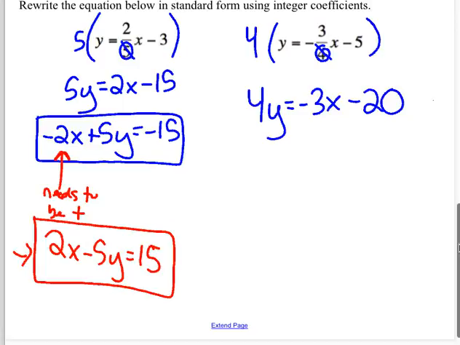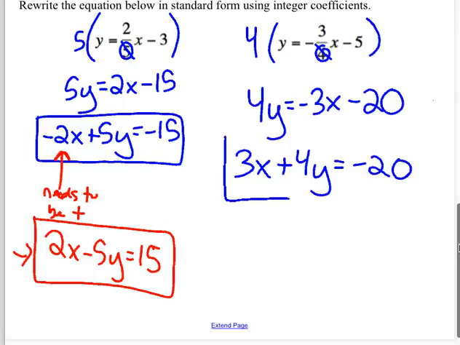So I got rid of my fractions. Now let's get x and y together. So I'm going to add 3x over. This time, the x coefficient is already positive, so our answer is perfect as is. All right, so that's the idea of manipulating it to standard form. No fractions and get x and y together are the two main steps that we're talking about.